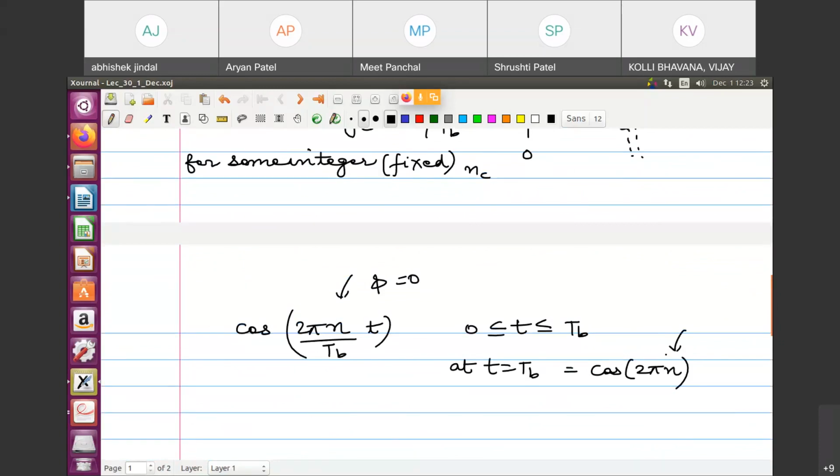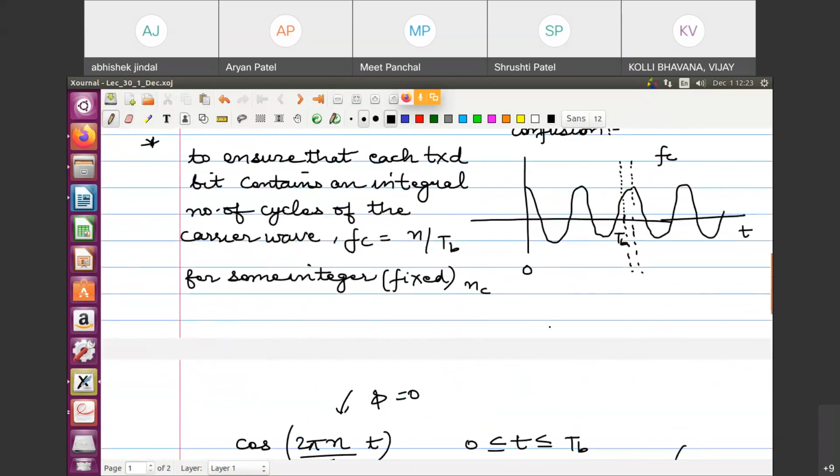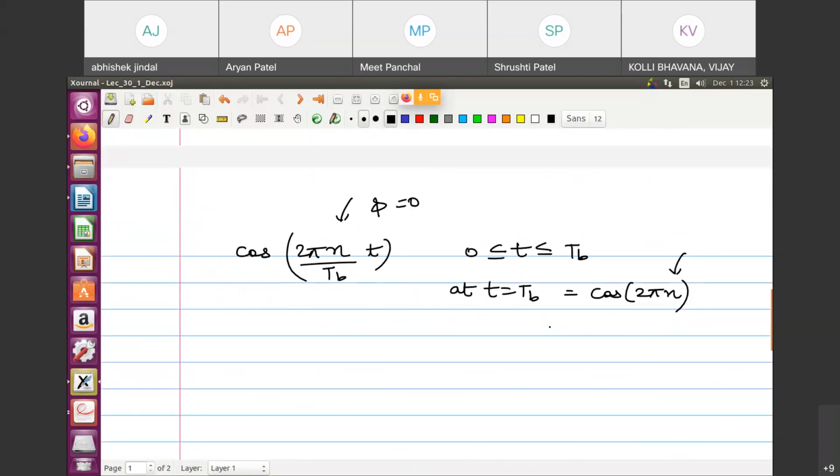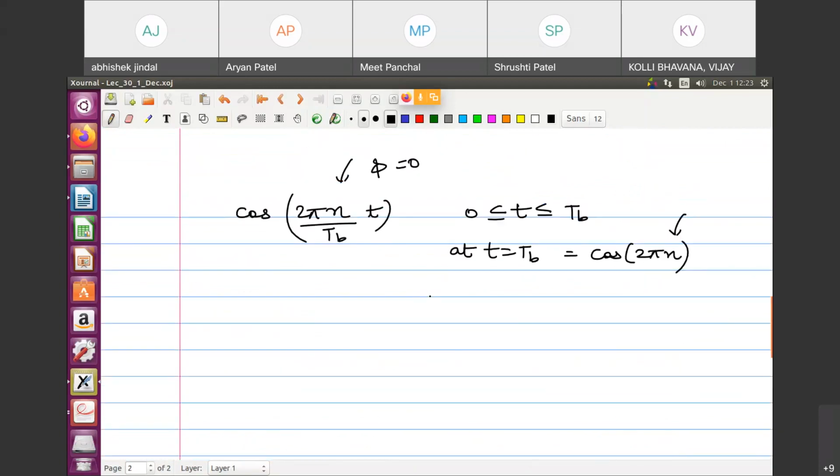There can be several ways to understand this. I have just given you one of the ways to do it. If this is not working for you, then you can design your own method. We need an integral number of cycles, so you can understand it when you keep fc as n by Tb and analyze the value of t between 0 and Tb; you will get an integral number of cycles. This is one of the ways to understand this.